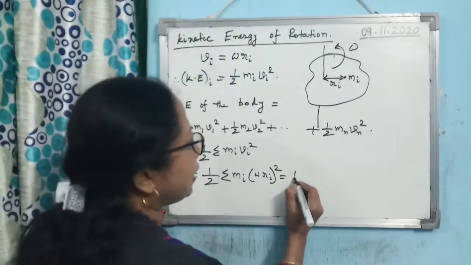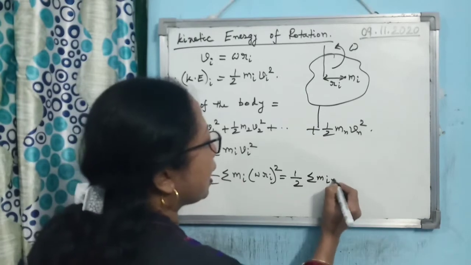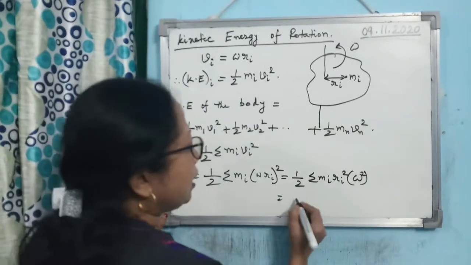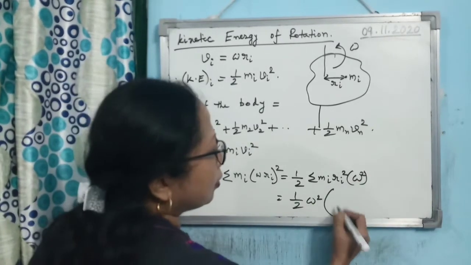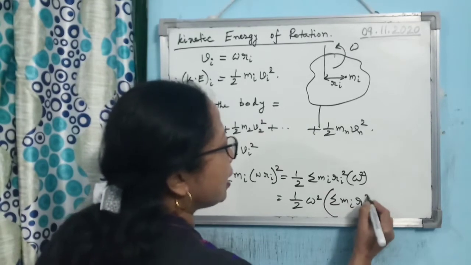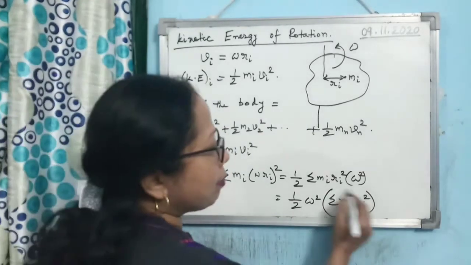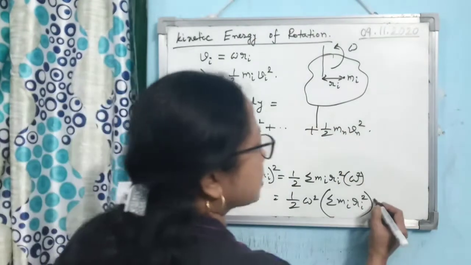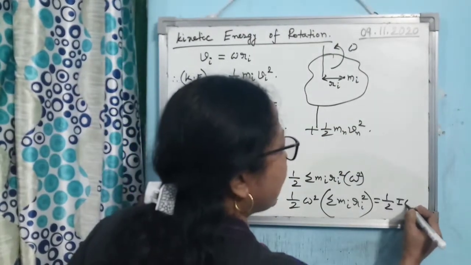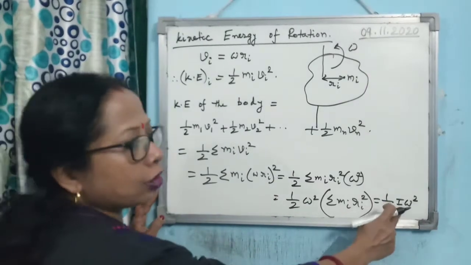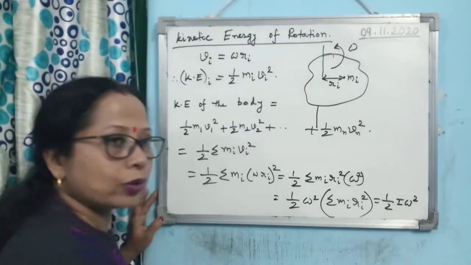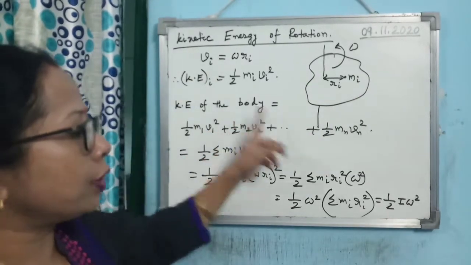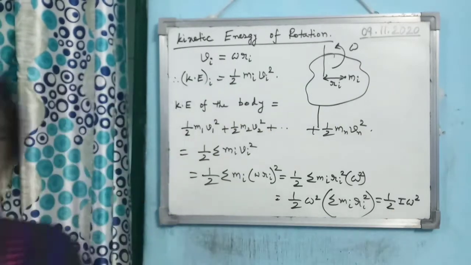So you can write it as half sigma m_i r_i square and then omega square. You can take half omega square outside and then sigma m_i r_i square. You know that sigma m_i r_i square is nothing but the moment of inertia of the body about the axis of rotation, which we denote by I. So I is the moment of inertia and moment of inertia is sigma m_i r_i square. Already you studied this in the last lectures. So what you have got? Kinetic energy of a rotating body is given by half I omega square.